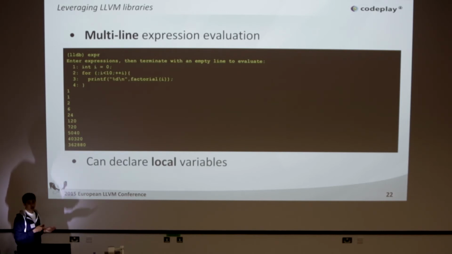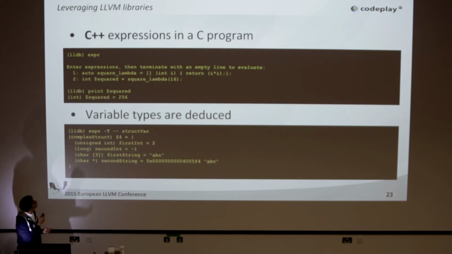And you can also declare local variables. And yeah, this is another example. So here we are actually using C++ expressions in a C program. Now granted, this is not very useful, so it's just to show how easy it is.